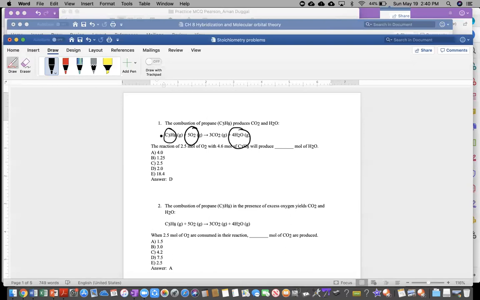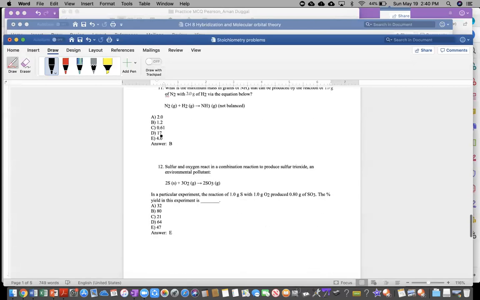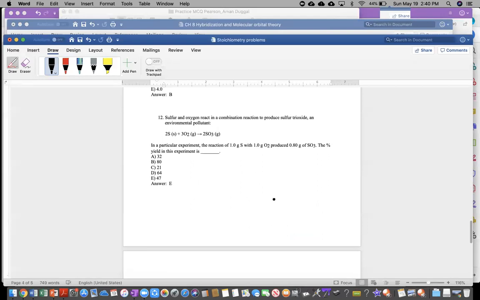Can you do number 12? A little bit, because I'm sure 13 and 14 are going to be the same. Number 12 says the reaction of 1 gram of sulfur, so I have 1 gram of this, and 1 gram of oxygen, produced 0.8 grams of SO3. So 0.8 grams of this was produced. Find the percent yield of the experiment.